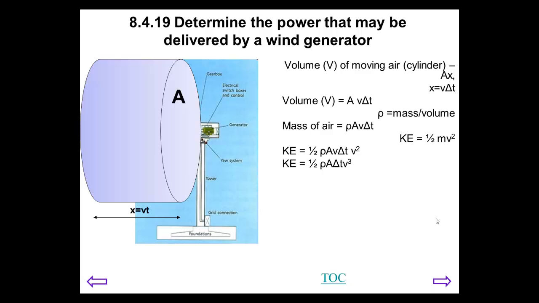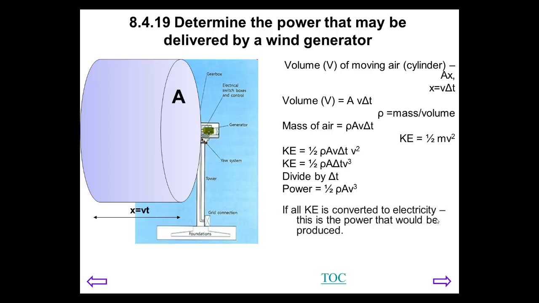And we can simplify a little bit by having the v times v squared to be v cubed. Then we divide by t. So it gives us basically the change in the kinetic energy that's been able to be delivered to the wind turbine is equal to half rho A v cubed. So this is the energy delivered per second. Now this is if all the kinetic energy of the wind is converted to electricity. This is the power that will be produced.